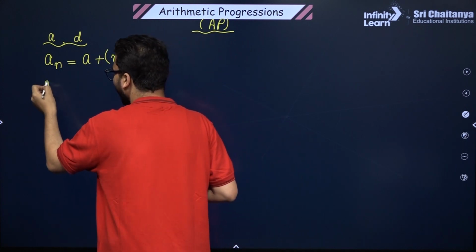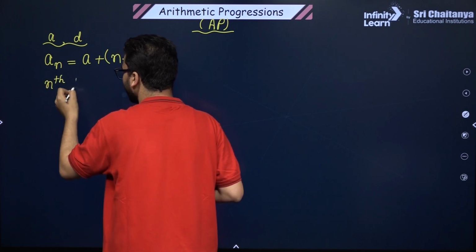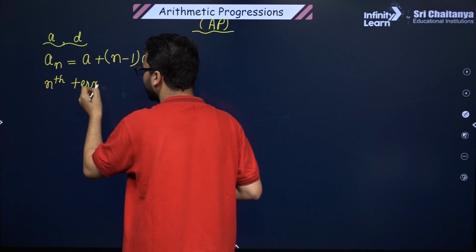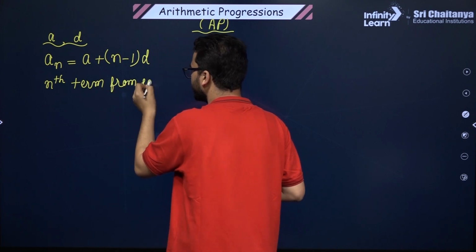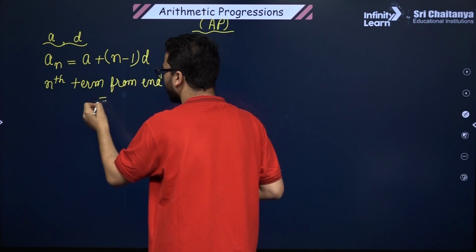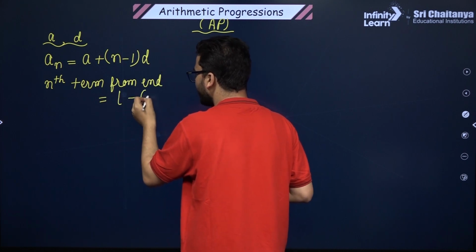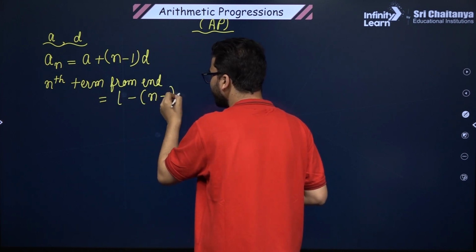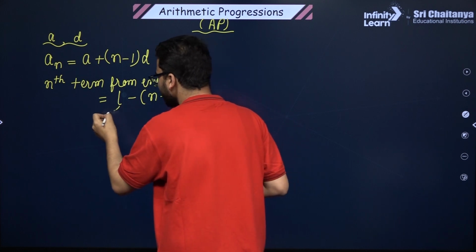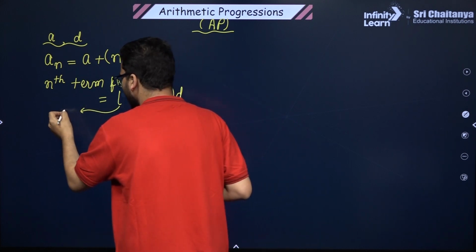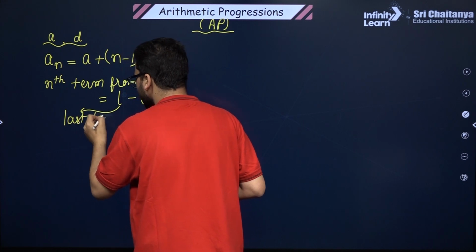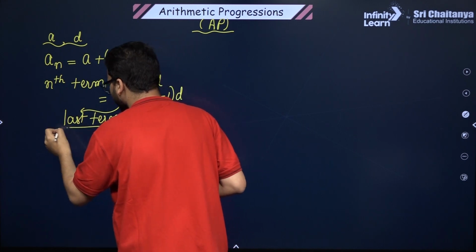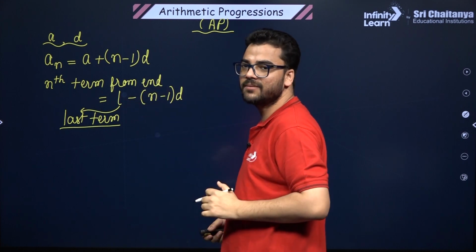And what is the nth term from end? Nth term from end is equal to L minus n minus 1 into d, where L is the last term of that AP. So that is about nth term, guys.